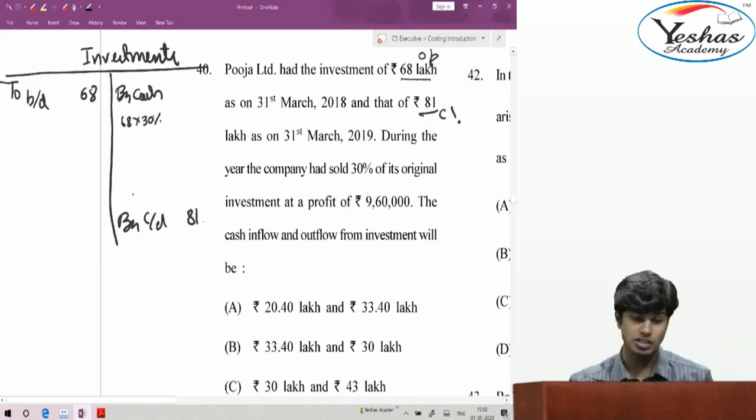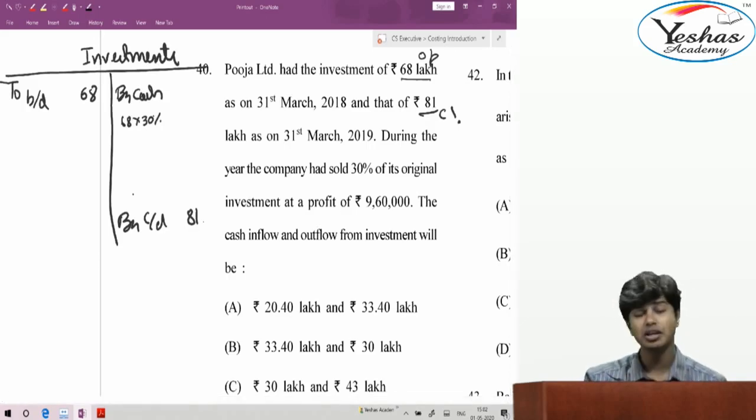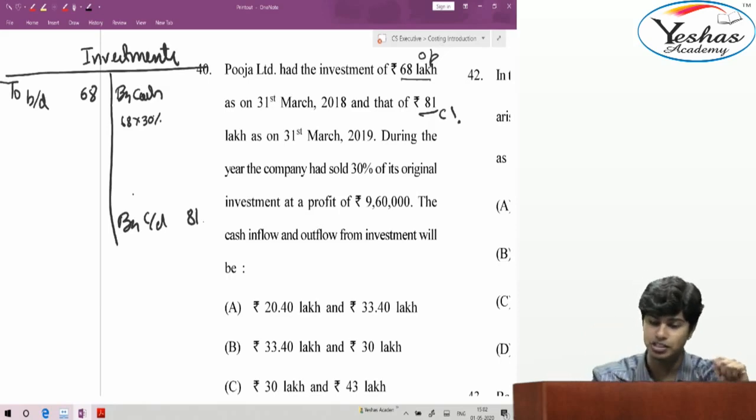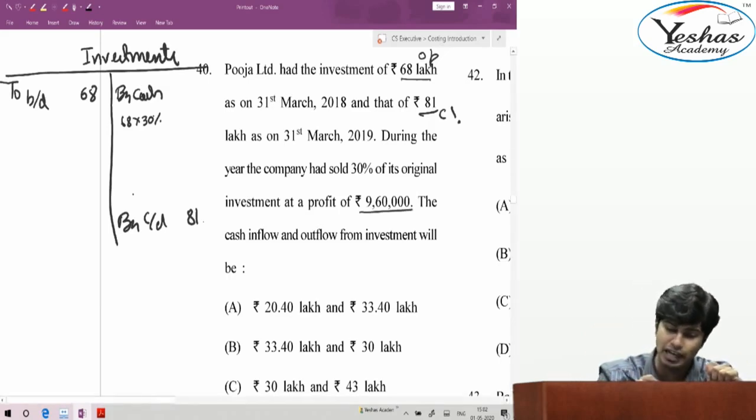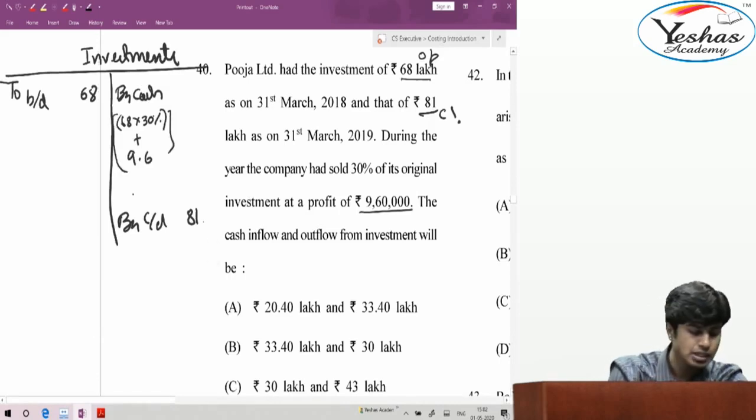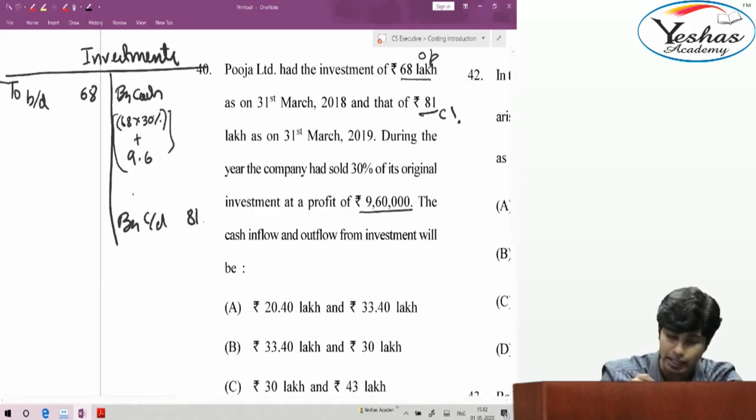If it is sold at loss, I would have to deduct it from my 68 into 30%, whatever the answer I get. If it is profit, I would have to add it to this cost price. They have told it is sold at a profit of 9 lakh 60, so I'll add plus 9.6. So how much is my selling price? 68 into 30% gives me cost of 20.4 lakh, plus 9.6 basically gives me 30 lakh.